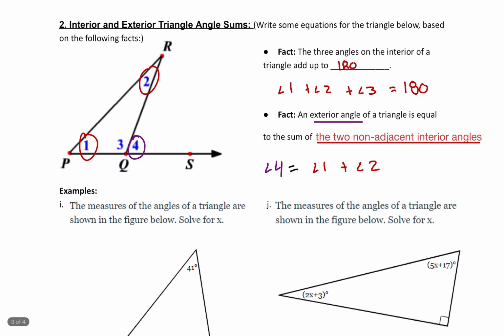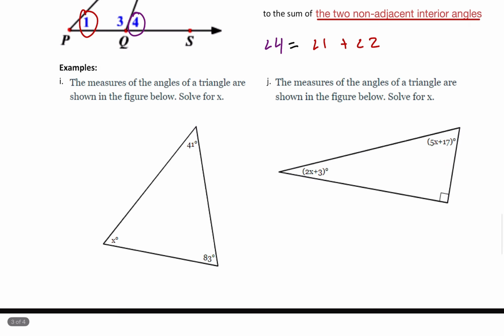So now we're going to use those two facts to solve a couple more problems. The measures of the angles of the triangle below are shown. Solve for x. Well, I know that all three of these angles are going to add up to 180 degrees, right? So if I take my 180 degrees and I subtract my 41, and then I subtract my 83, the only thing that's going to be left is my missing value of x. So 180 minus 41 minus 83, that is 56, and that is what x is.